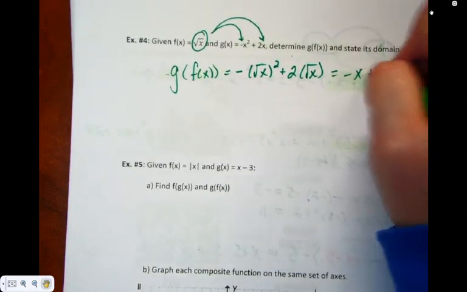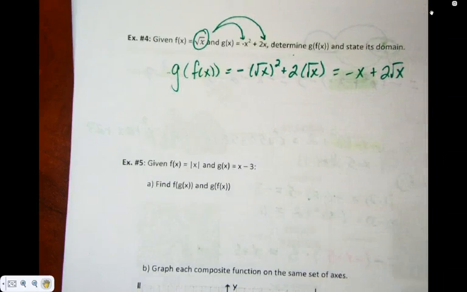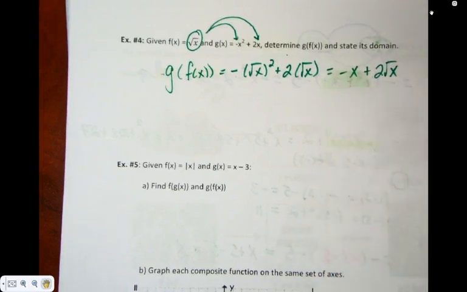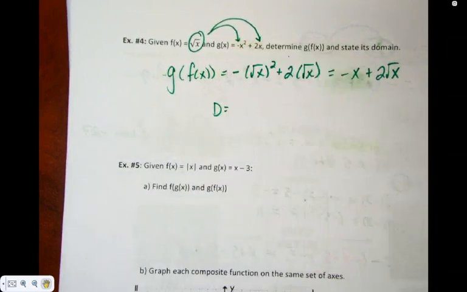And then the other one, 2 times root of x, I'm just going to squish it together, 2 times root of x. Okay? That's the most simplified we can do. We can't simplify a regular x with the root of x. Domain. So we have to look at the composition, plus we have to look at the inside function.